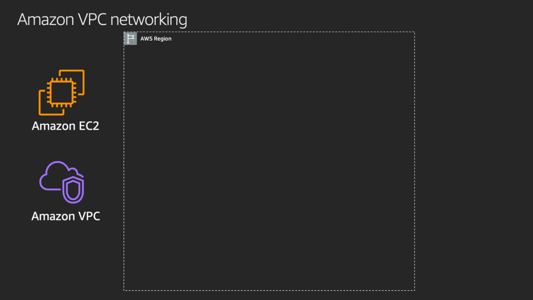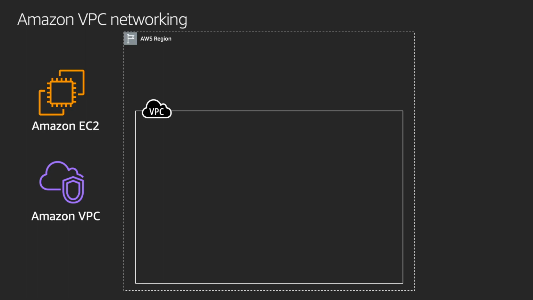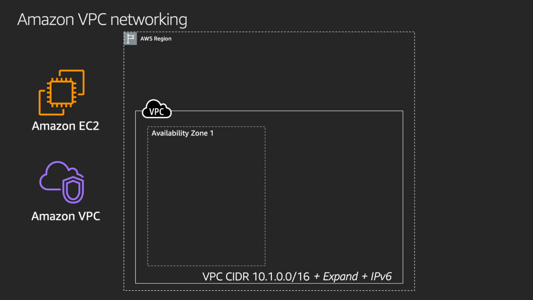Now, an Amazon VPC is a regional level construct, which means it operates within the bounds of an AWS region. So here we have a VPC, and whenever you create a VPC, you choose a region to deploy in, and then you'll choose a CIDR address range for that VPC. So this will be the CIDR range that you'll create subnets from, where you'll deploy EC2 instances. Now we have some other features like expanding the CIDR range and IPv6. We won't dive into those in this session though.